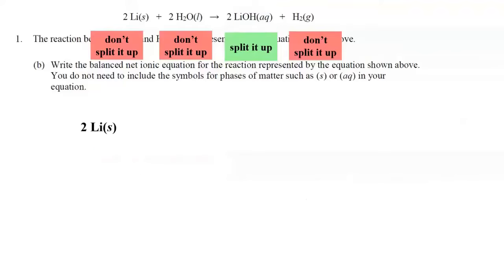So on the left side of the equation, we just simply write the formulas exactly as they are. And on the right side of the equation, we're going to split up the 2 moles of lithium hydroxide into 2 moles of aqueous lithium ions. Don't forget to put the charges on your ions. And then 2 moles of aqueous hydroxide ions. Hydrogen gas remains exactly as is.